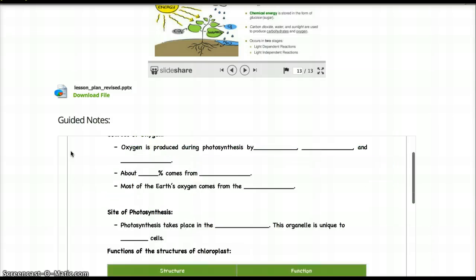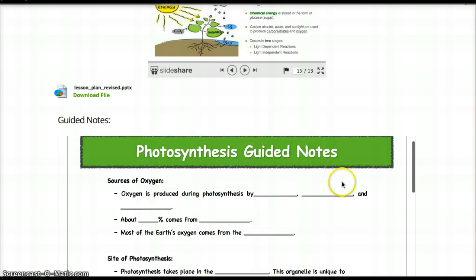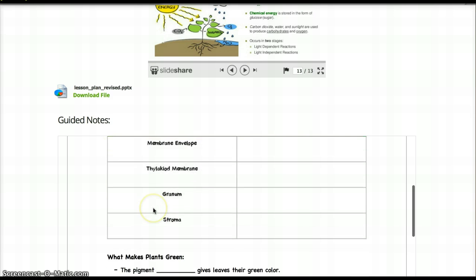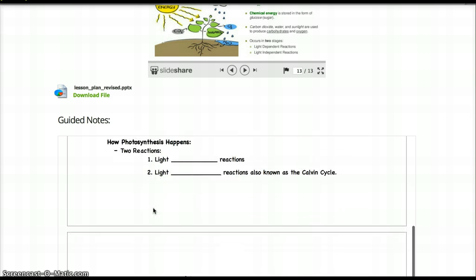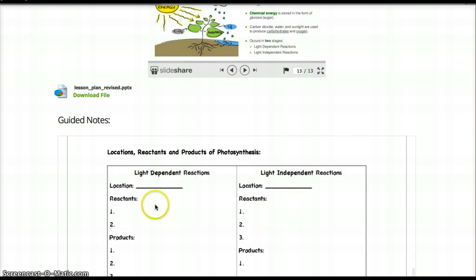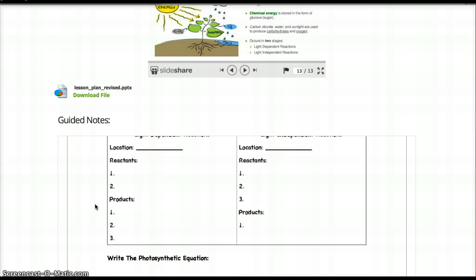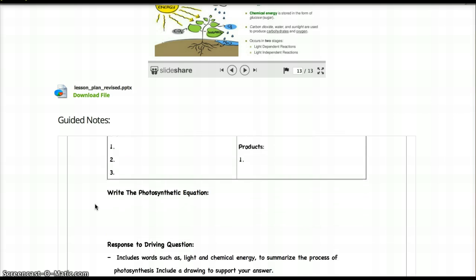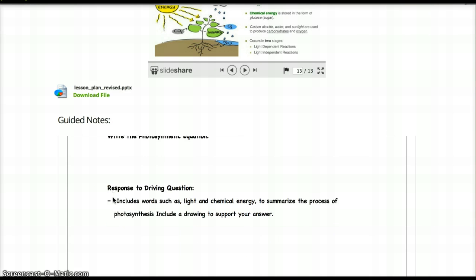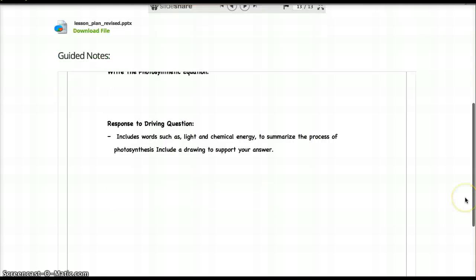Now with this lecture, I do have my guided notes, which consists of fill in the blanks and a table that helps students organize their information. So again, more fill in the blanks, and they'll have to complete summaries, and again, fill out this table. This one's really important because it nicely summarizes a big chunk of the important information that students will need to create a model of photosynthesis. And then lastly, I have a spot for them to respond to that driving question so they can summarize that nicely in their own words.